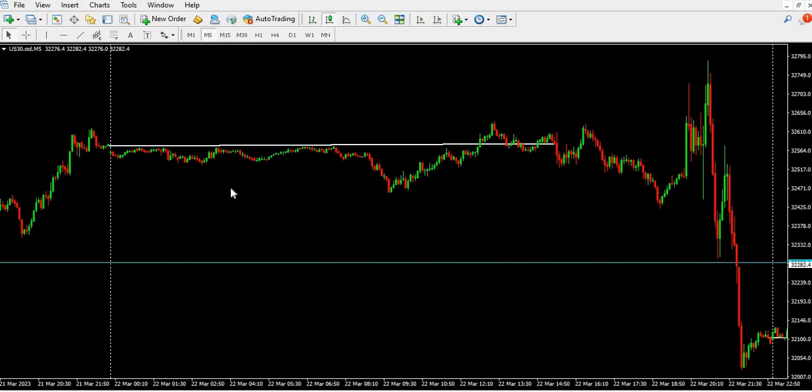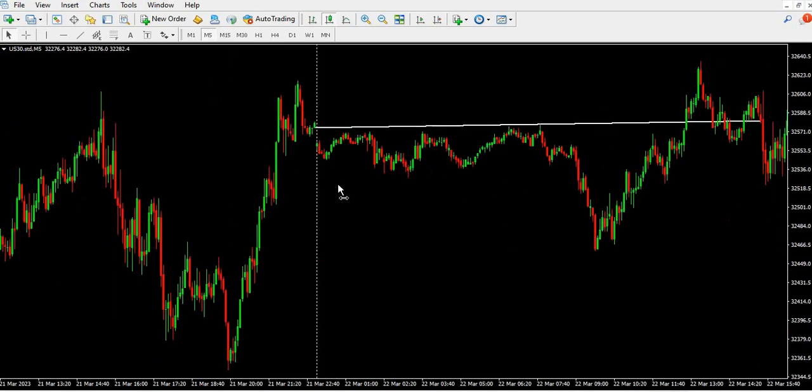So in this case, we cannot really see the trend. So I advise you not to take trades if your trend line is like this. Okay, let us move on.